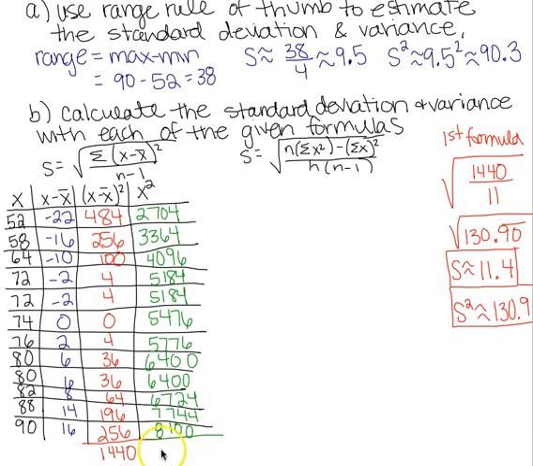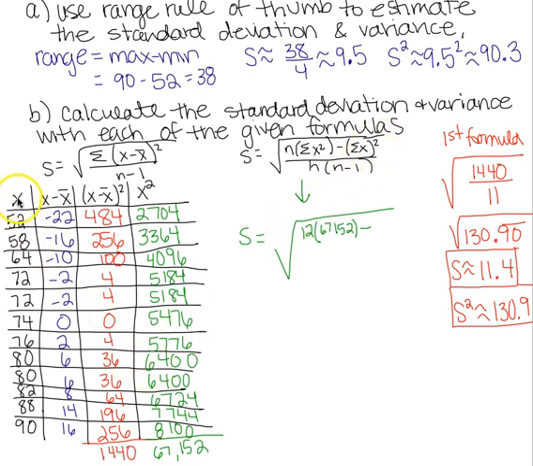Excuse me. And then I believe that you should get, when you do that, 67,152. So in this formula, we have n, which we know is 12. We just found the sum of all x squared, which is 67,152. Then we're going to do minus the sum of all x to the second power.